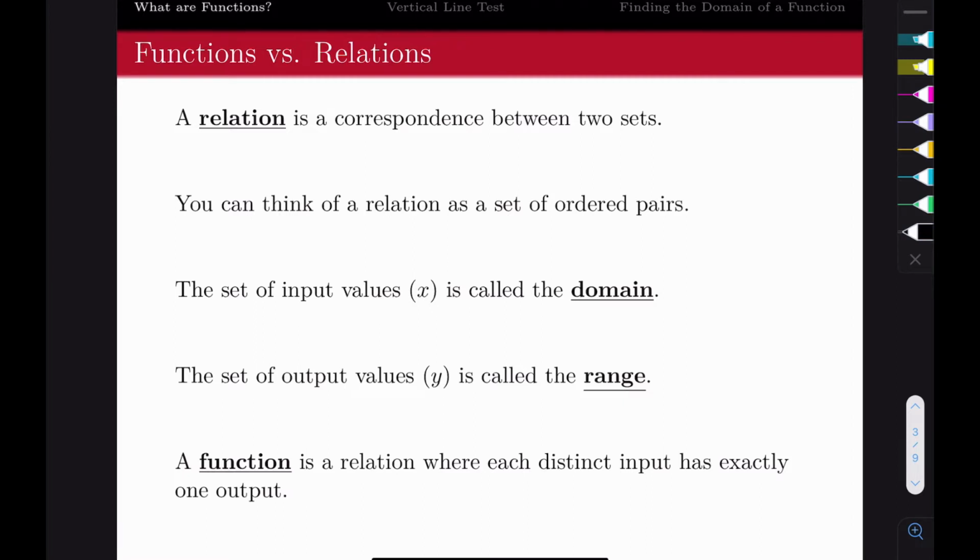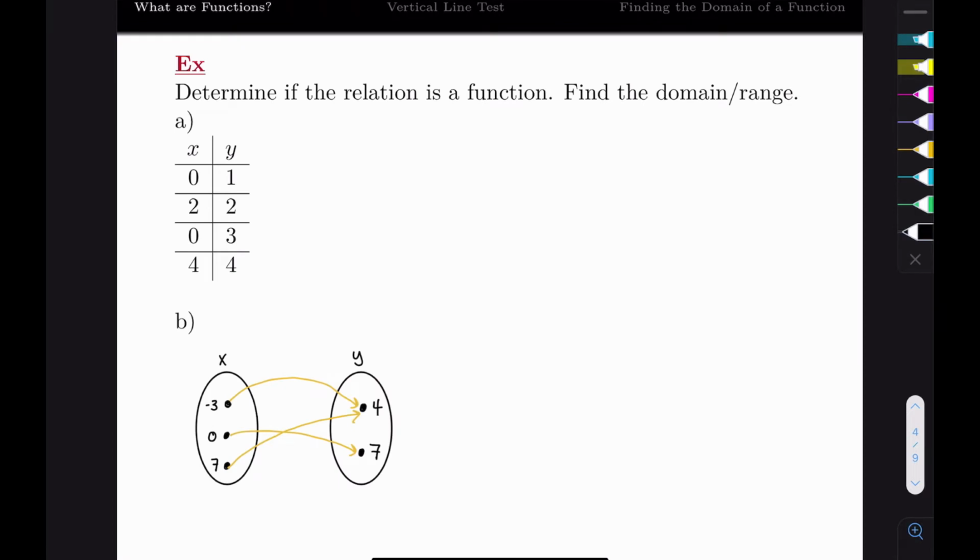It's just the connection. A function is going to be something more specific where your input value has to have exactly one output. So I can't have an x value that corresponds to two different output values. That's going to be a relation, but it's not going to be a function. And then regardless whether we're working with a relation or a function, finding domain and range is something we want to do. So that's going to be our first thing. We want to go through it and determine if this relation is a function, and regardless, we're going to find the domain and range.